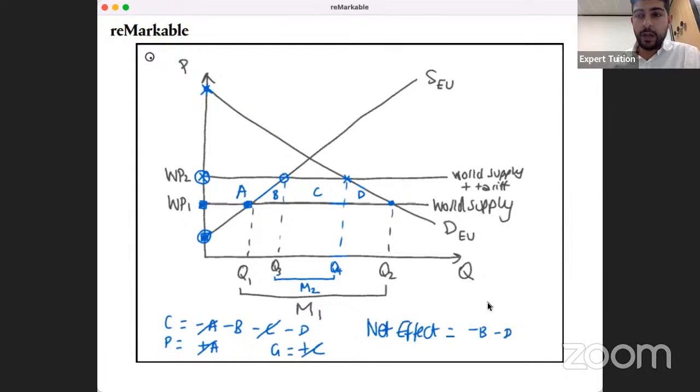That diagram you are obligated to draw in your exam if they ask a question about protectionism. You have to do this. I need you to understand it. Hopefully that made sense. Yeah.